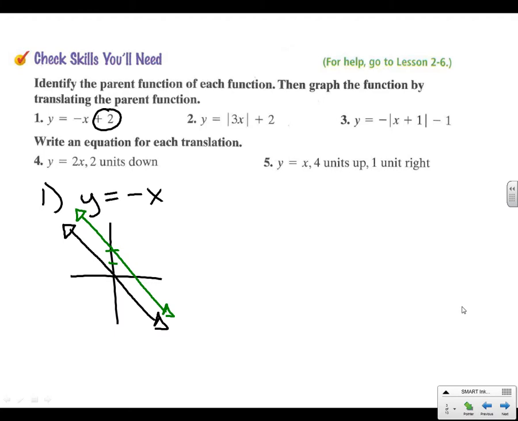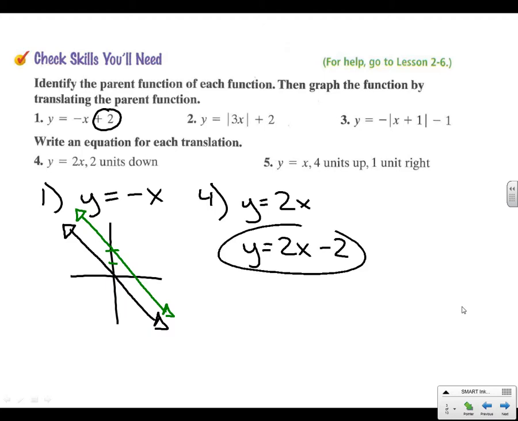I'll do number 4 here to give you a push on the next section. Write an equation for each translation. So we started with y equals 2x, and we're going to translate this down by 2. So that's going to be y equals 2x, and then down by 2 means a minus 2 on the end. So that would be 2x translated down to 2x minus 2. Try number 5. When you're ready to go, move on, and we'll get started with this section.